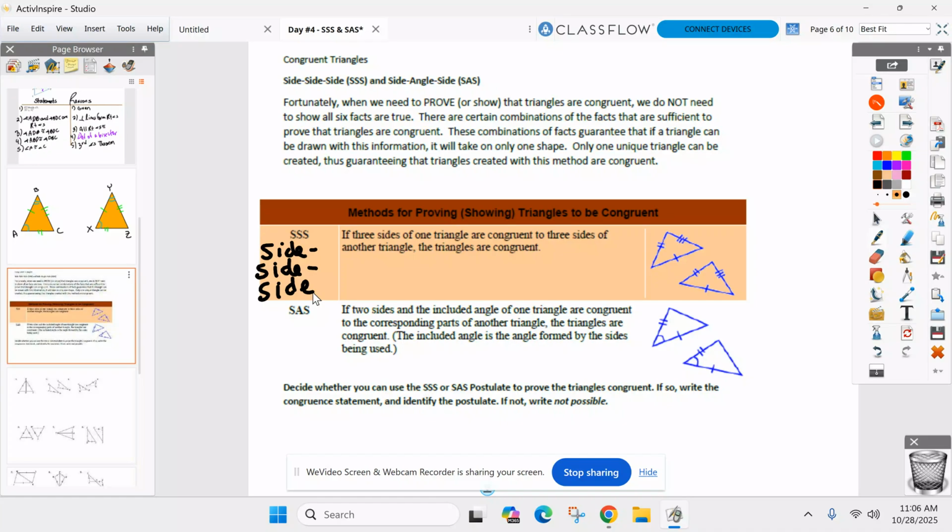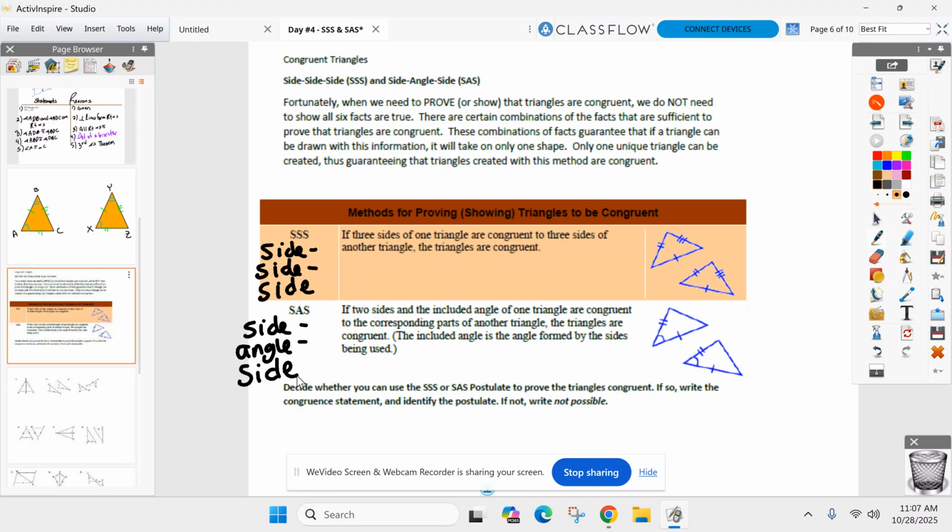Method two, SAS, which I'm sure you can already figure out. That's going to stand for side, angle, side. And I'm going to go into a little bit more detail on this one. Where's the A up there? Maddie? Middle. Where is it? Middle. In between the two sides.